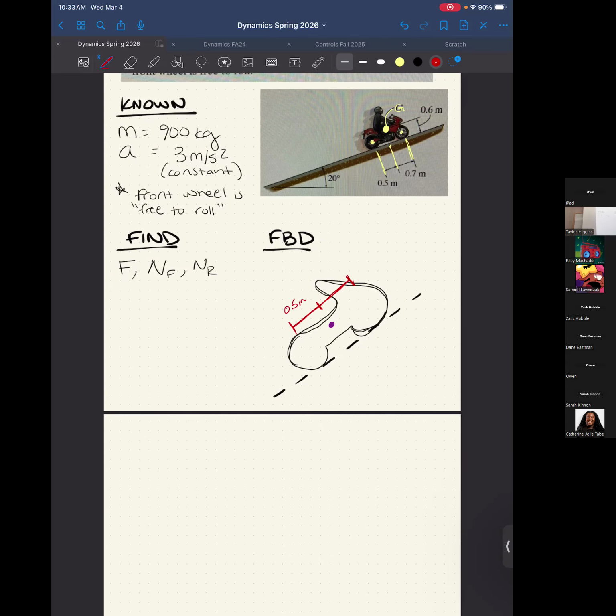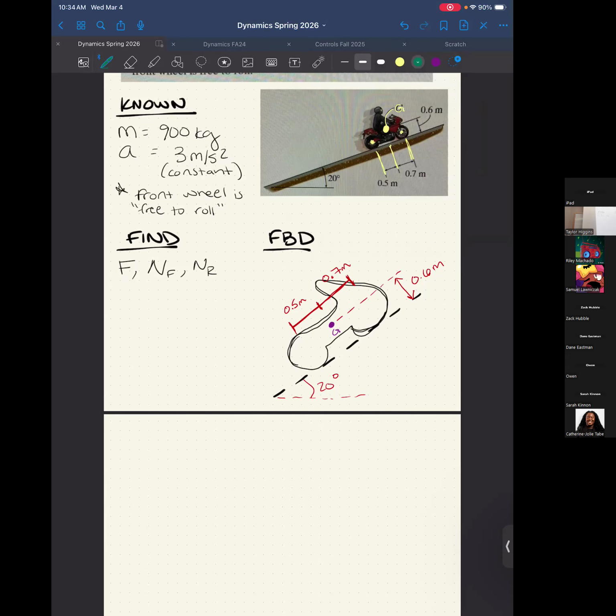0.5 meters, 0.7 meters. And then from G to the ground, it's 0.6 meters. And then here is 20 degrees, not 20 squared. There we go. All right, that's still not a free body diagram because I don't have any of my forces. So what forces do I need to add?